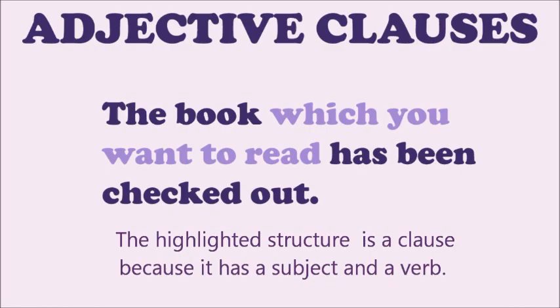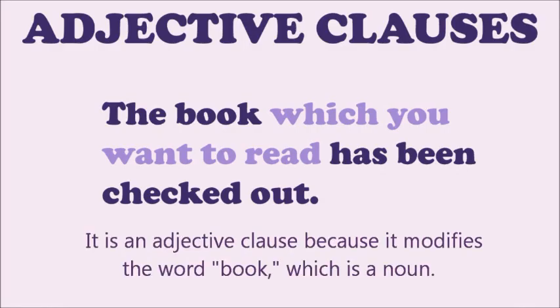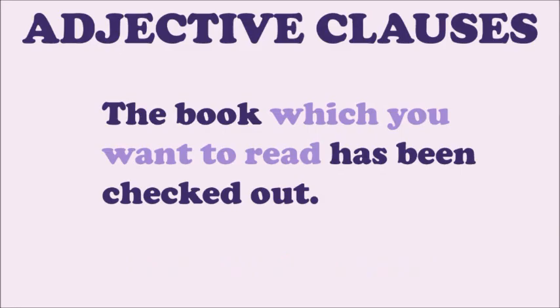The highlighted structure is a clause because it has a subject and a verb. It is an adjective clause because it modifies the word book, which is a noun. It tells which book.